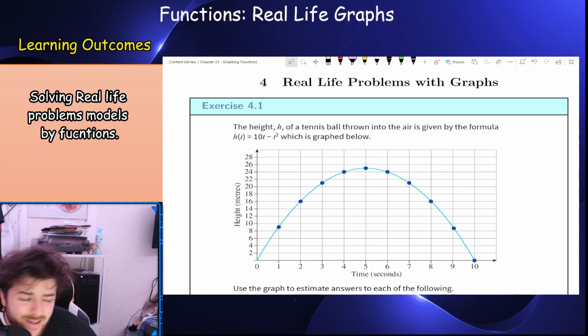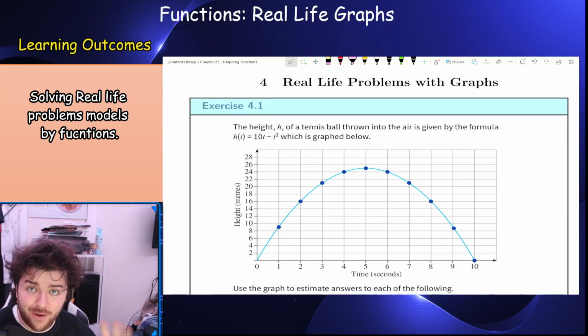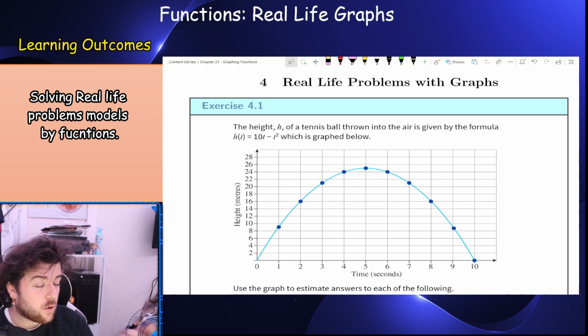Hello everyone! Right, okay, so I'm looking over a real life example of graphs. I'm going to do two examples of possible questions you could be asked in your exams on real life graphs. So the first example I'm going to be looking at is a height and time graph.